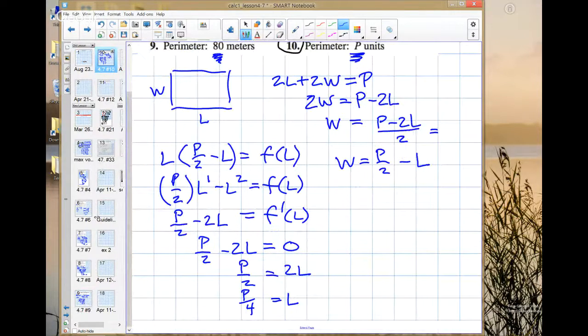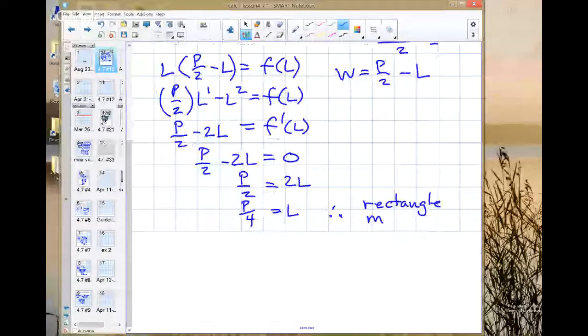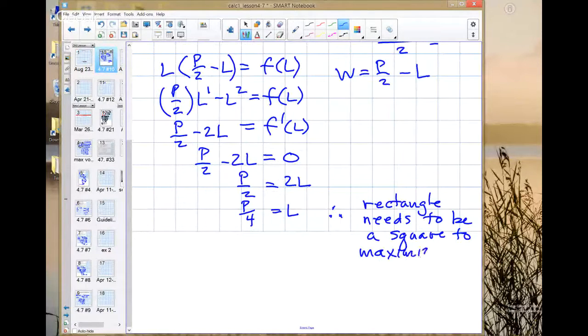No, I didn't write it out, but I might put on here, therefore, the rectangle needs to be a square to maximize the area. You don't have to have that in there, but that's what happened when we found out that the length was 1/4 of the perimeter, which means all sides are equal and it's a square.